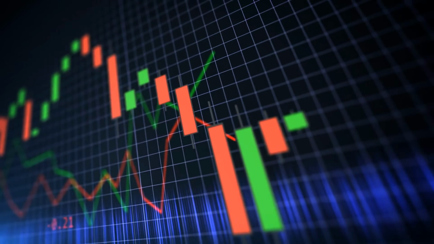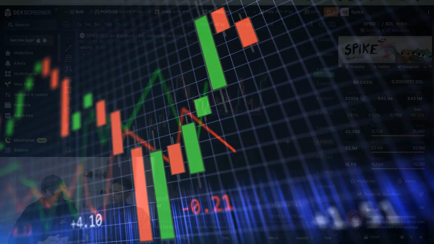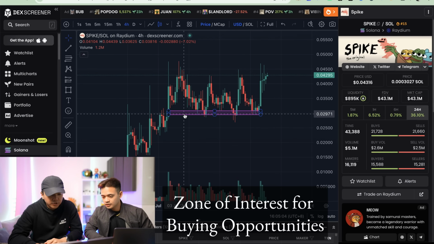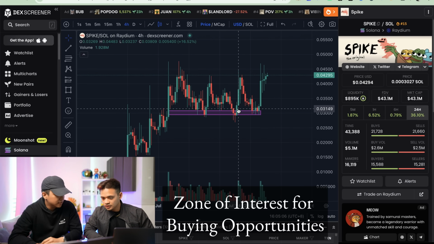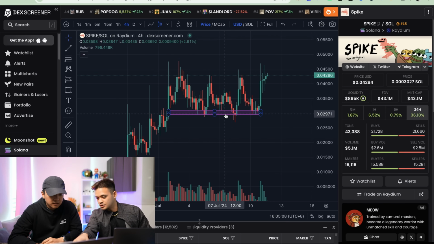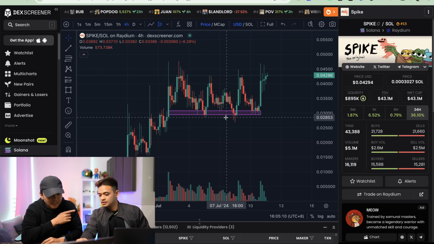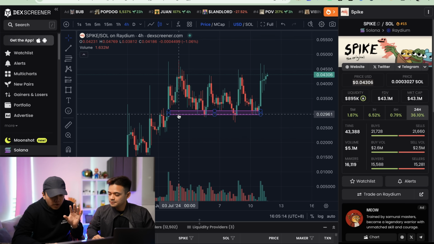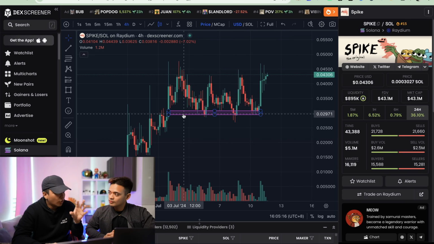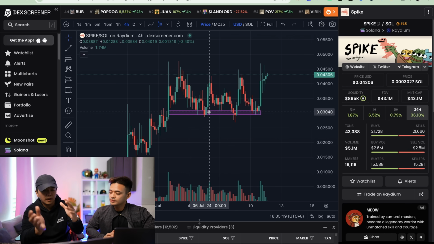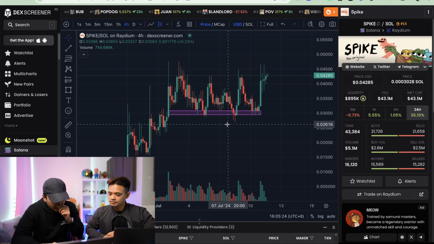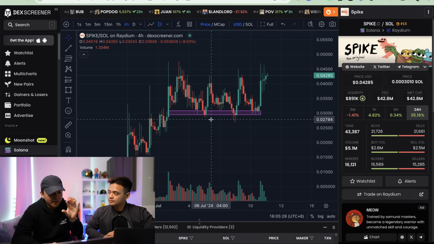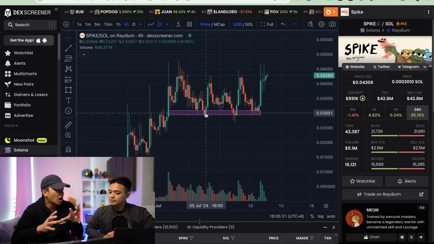So the strategy I'm using is called order block trading. It basically means a zone of interest for buying opportunities. So isn't this the same as support and resistance? Yes, exactly. It is the same as support and resistance, but order blocks focuses more on horizontal TA lines rather than parallel channels. And out of all the assets in crypto, meme coins respect horizontal lines a lot more. It's literally like a magnet.